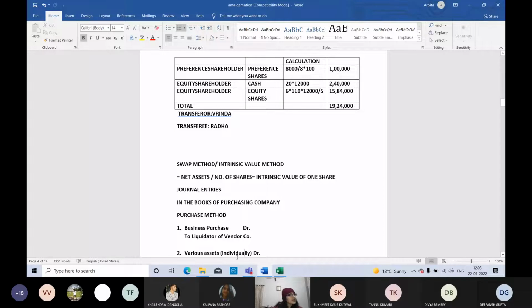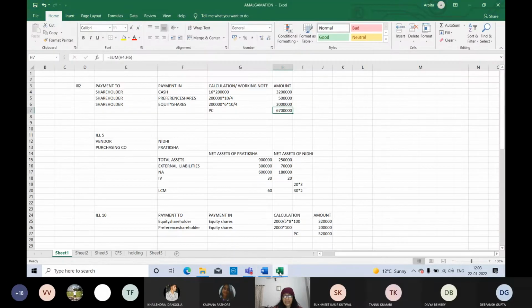Okay, so just give me a second. Let's come to this example and try to understand it. It's going to be illustration 5. I'm going to share the picture of the question. Just give me a second, all of you.